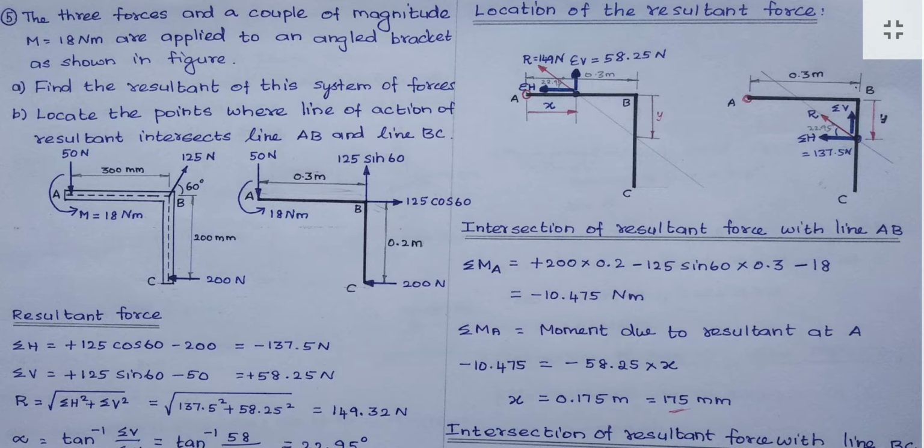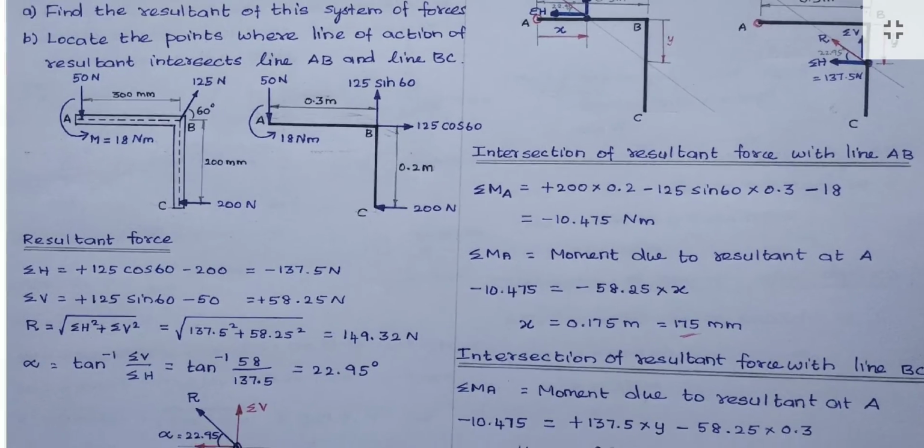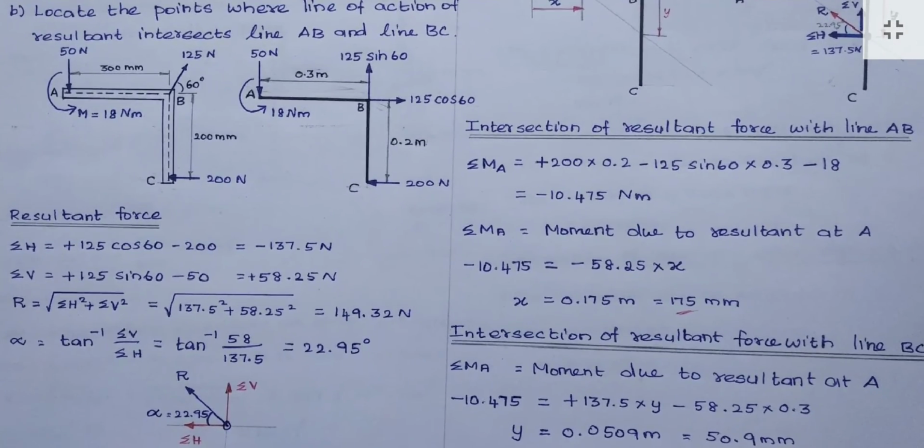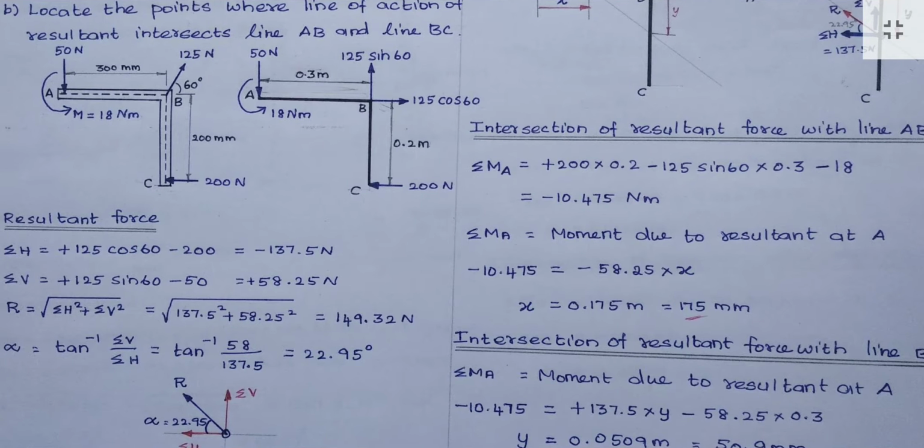In this problem, we have to find the resultant of the force system. Three forces and a couple are acting, so we have to find the resultant of the force system, and also locate the resultant with respect to the sides AB and BC. For finding the resultant, we use the resolution principle.